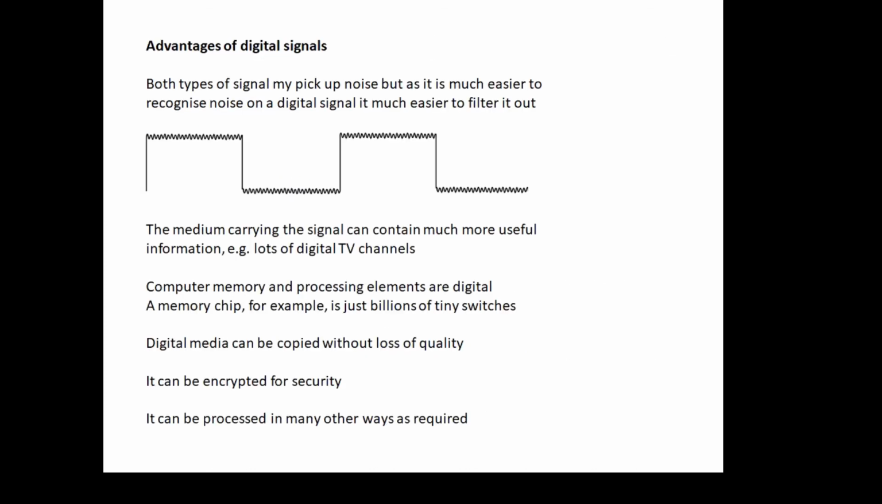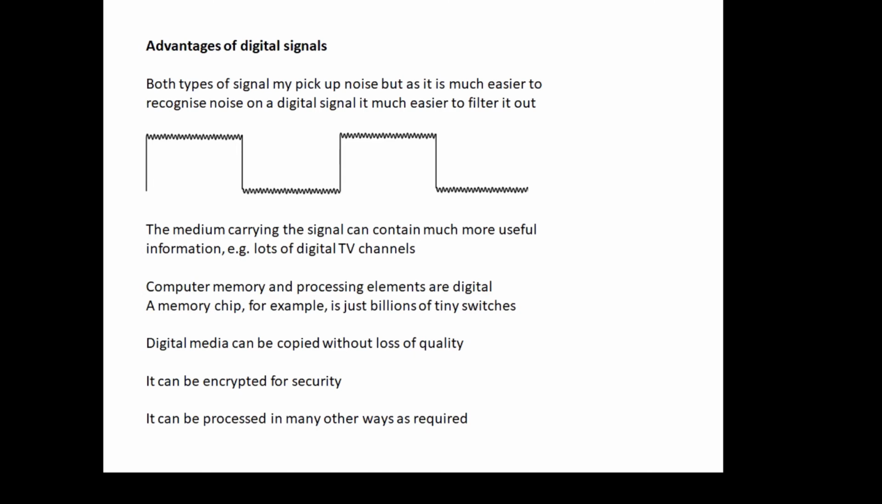Now, what are the advantages of digital signals? Well, it seems to me over the last 10-20 years, just about everything has gone digital, from radio and television to all types of music. Now, why? Well, both types of signal may pick up noise, but it's much easier to recognize noise on the digital signal, and therefore it's much easier to get rid of it, to filter it out. If you look, there's a digital signal, it's picked up a little bit of noise, and I'm sure you can recognize the noise looking at that.